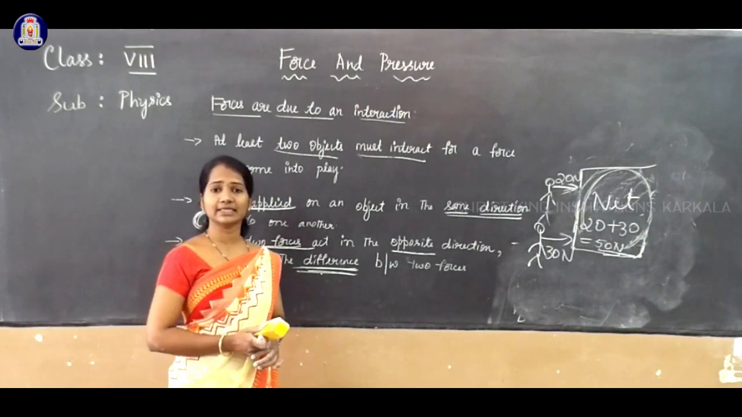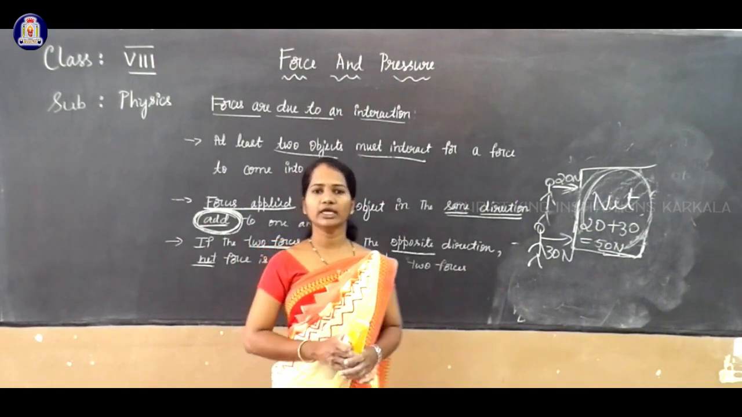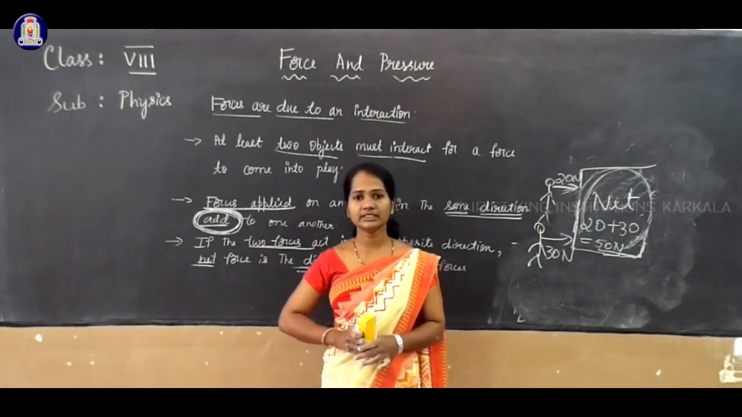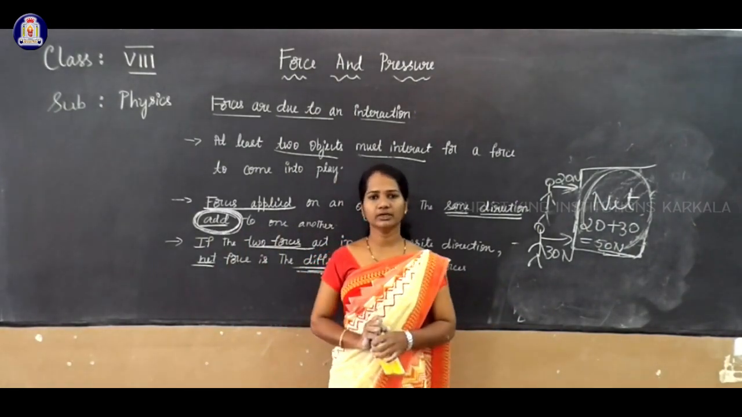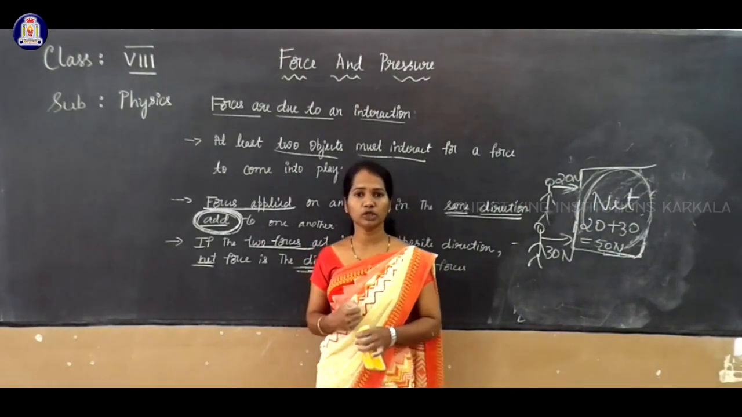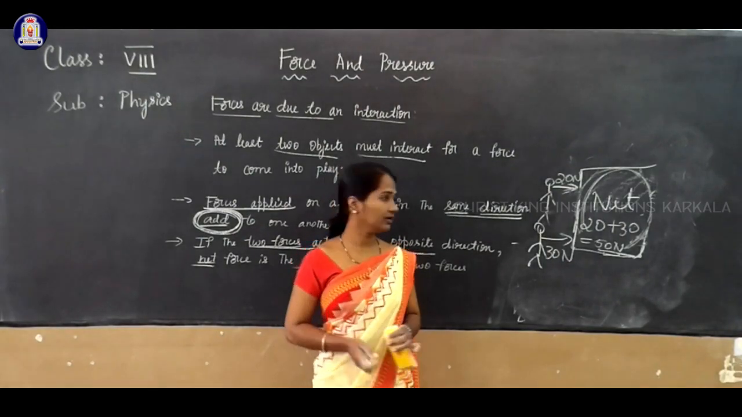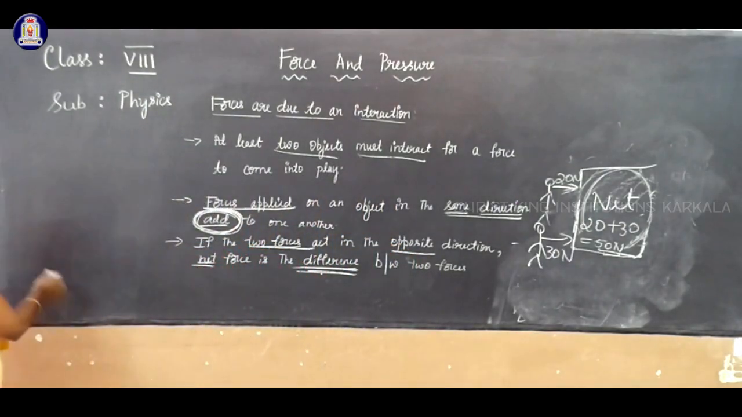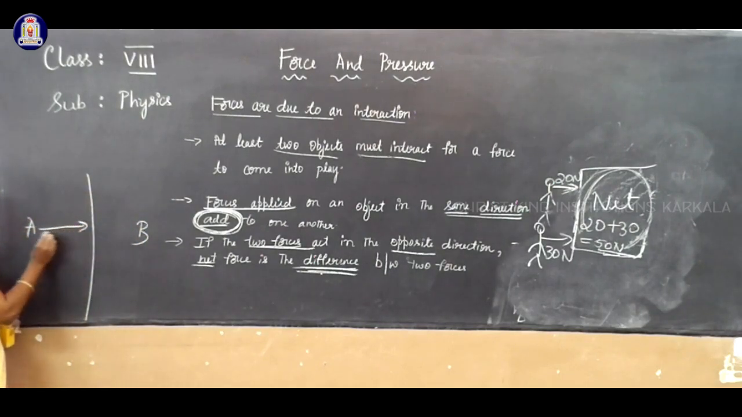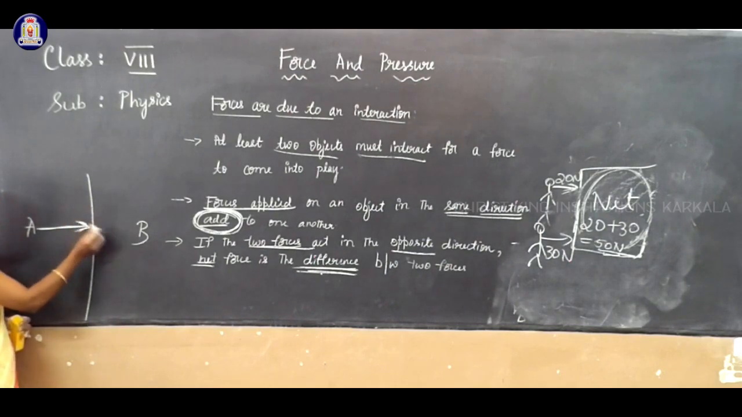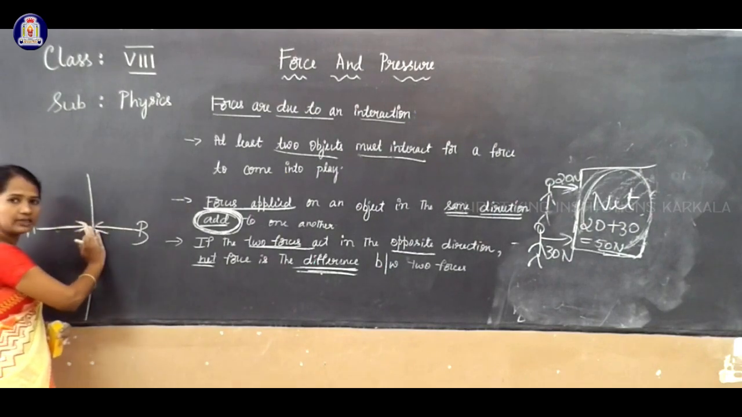We can take the example of a tug of war game. You are very familiar with this game. What happens in a tug of war game? There will be two teams with an equal number of members, and they try to pull a rope. So what is the object here? Consider two teams, team A and team B. This is the rope. Team A applies force on this rope, and team B applies force on the same rope, but in the opposite direction.